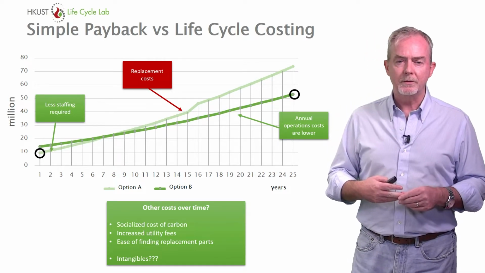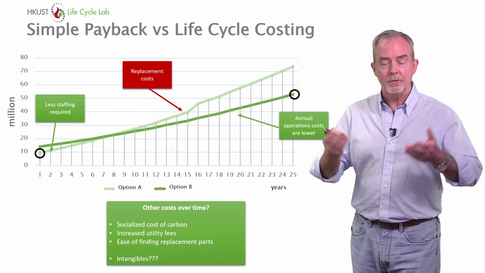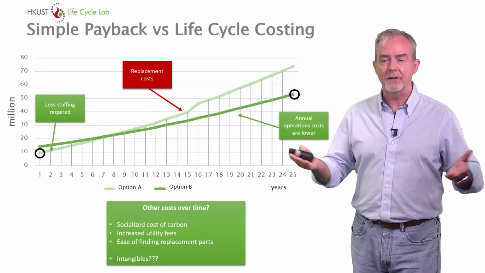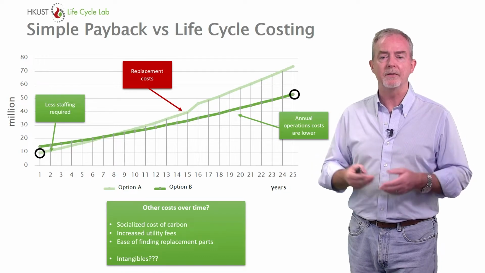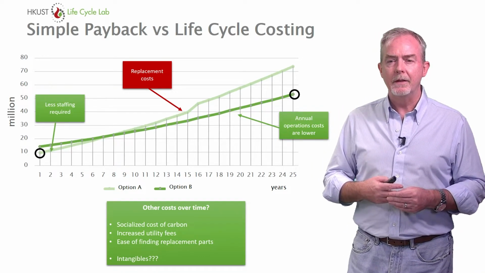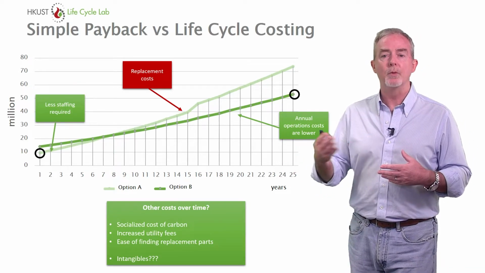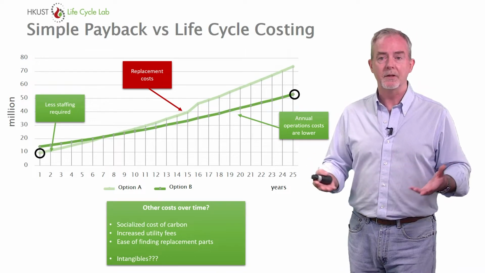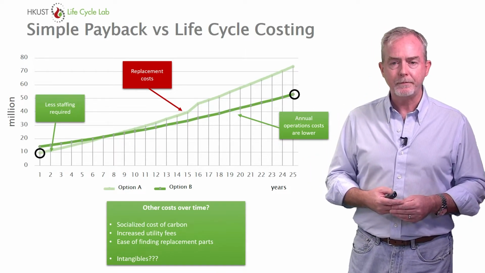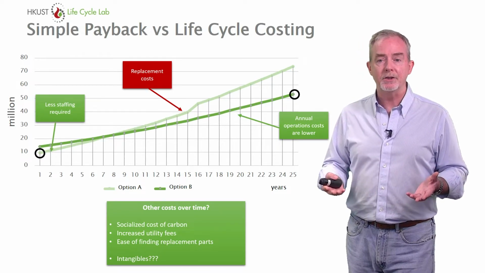We also want to assume that utility fees will continue to rise. Electricity will not stay at the same rate forever. We know that it continues to go up over time. And then there will be the ease of getting replacement parts. So some products might have more parts that need to be replaced than others, and so that has to be incorporated. But also, the last item is very important, and what I call intangibles.